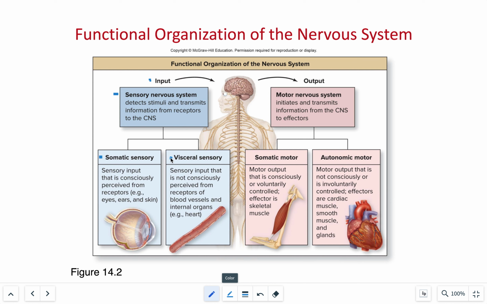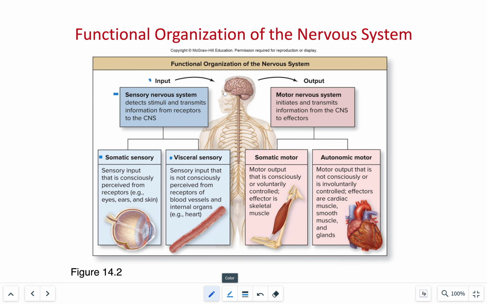The visceral sensory is going to transmit nerve impulses from blood vessels and viscera to the central nervous system. These are touch and stretch receptors, such as muscles and organ walls. So we're constantly perceiving receptors of blood vessels and internal organs, and that information is going to be inputted into the central nervous system.